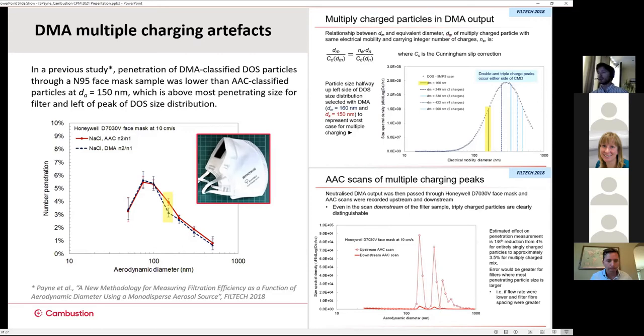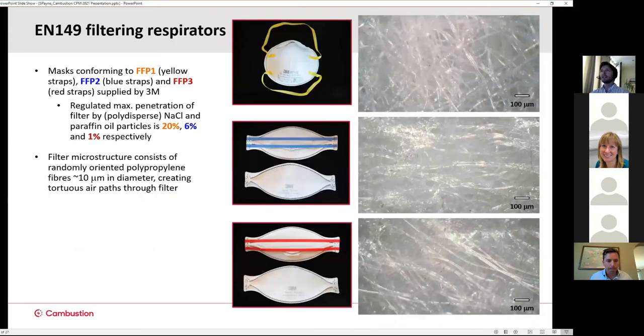So because we're bigger than the most penetrating size of the filter, where the interception mechanism is dominating collection, the addition of larger multiply charged particles is driving down the penetration result that we get from the DMA. So this just shows that care has to be taken when there are charging artifacts, when you're making precise measurements of filter penetration.